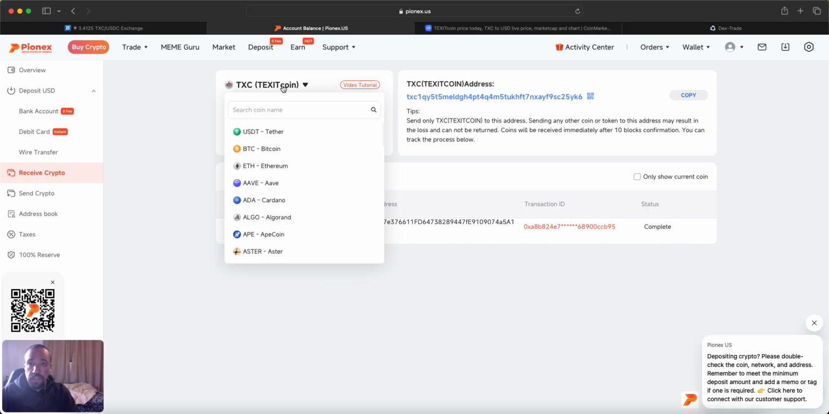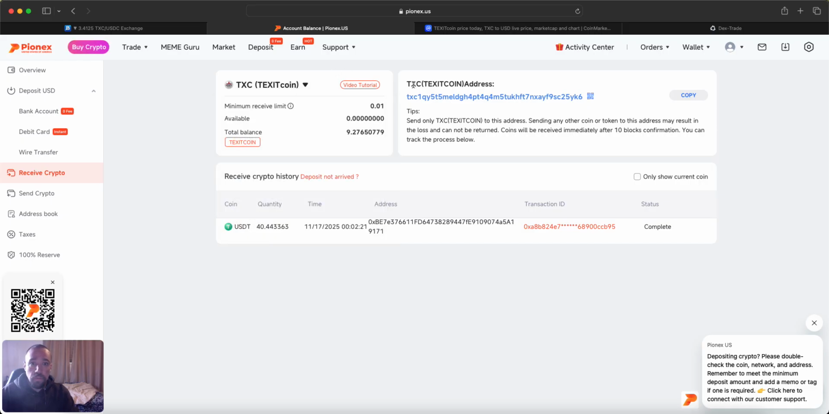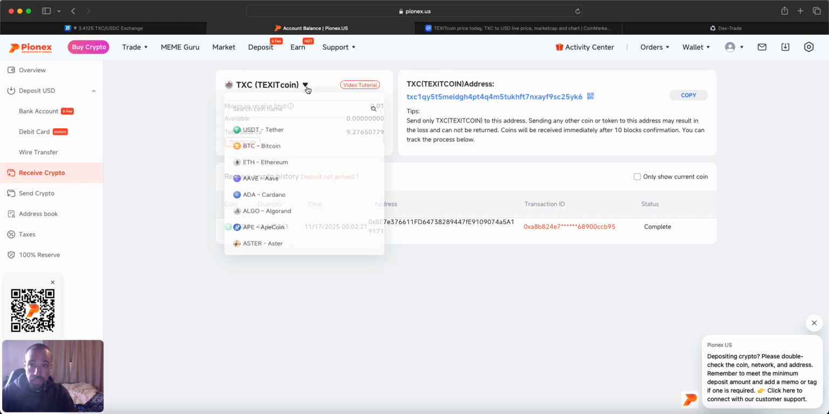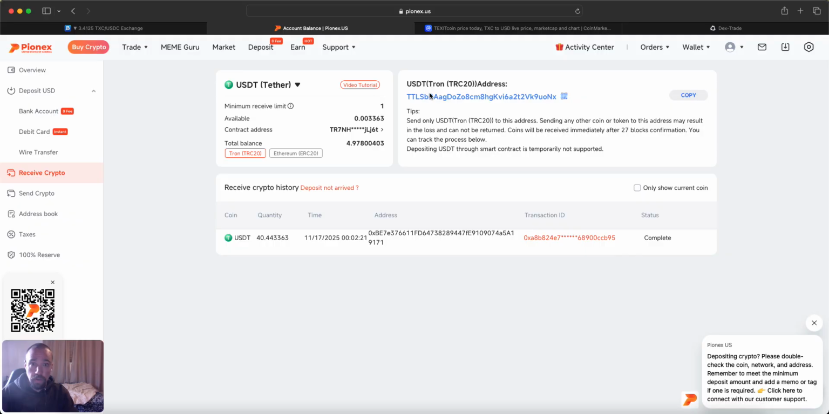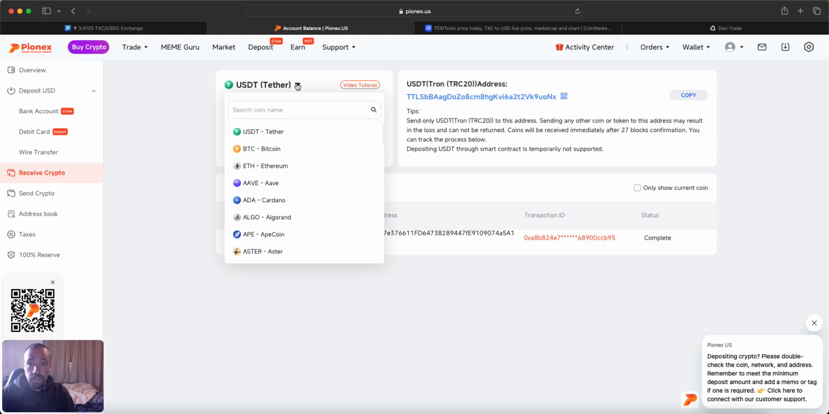Give it your TXC tutorial. Make sure it says this is your TXC address. If you are transferring TXC, make sure you use your TXC address. If you're transferring USDT, make sure you're on your USDT address. As long as they match up, they will transfer.